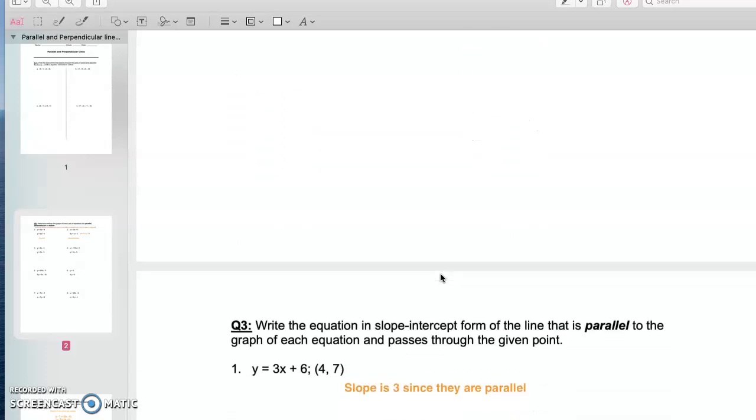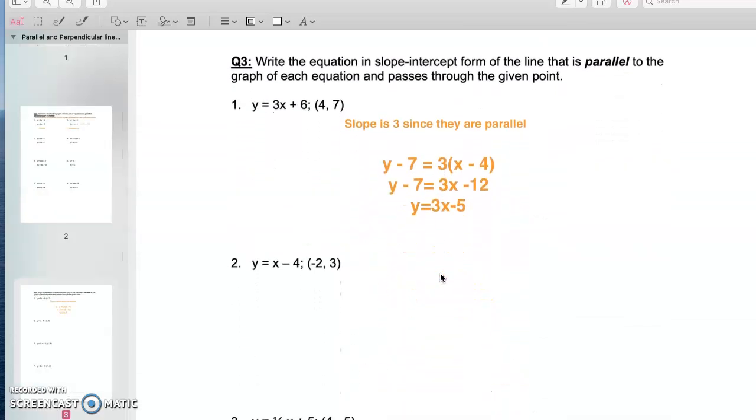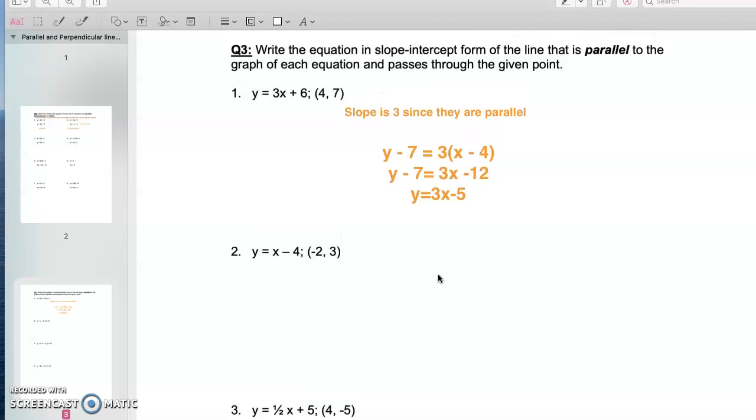Okay? All right, down here, this one's already done for you. We did a little bit of this last week, but I saw some struggle with it, so I wanted to explain step by step what's going on here, okay? So you're given a line, and we can find the slope of the line based off of the fact that it's in slope-intercept form. In this case, the slope is 3, and you're given a point.